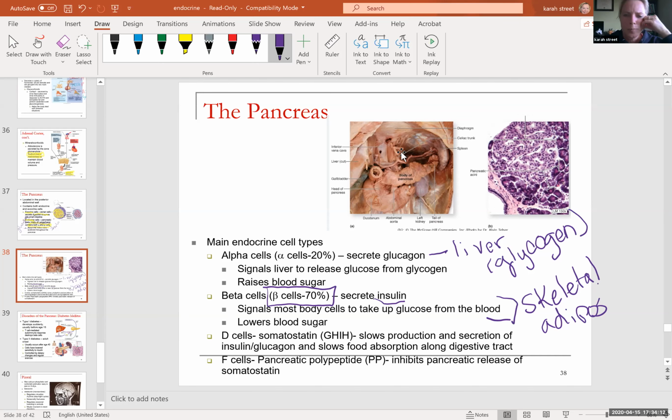You have seen and taken a test already. Here is the pancreas.